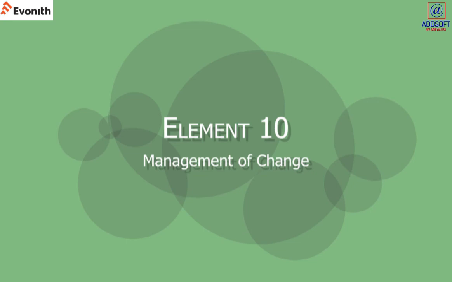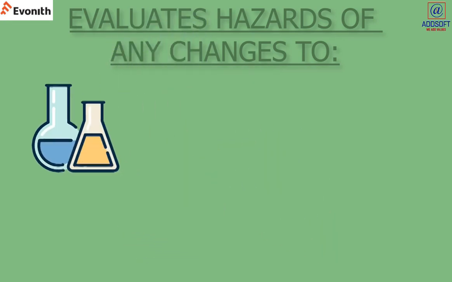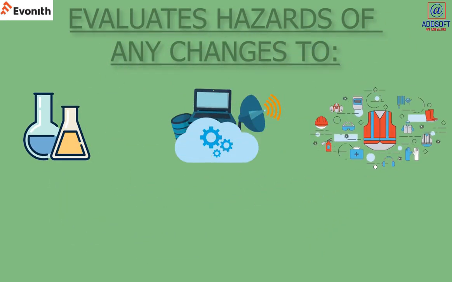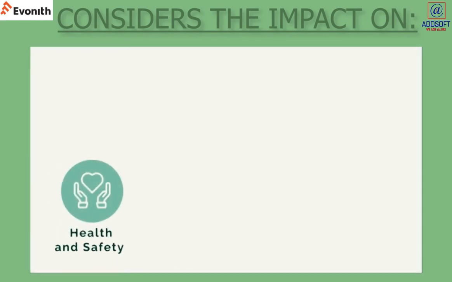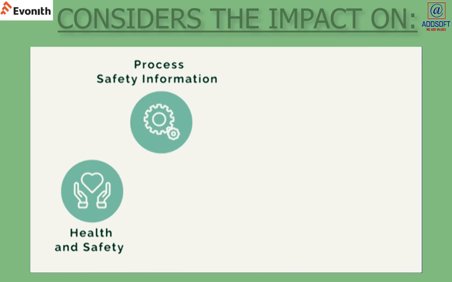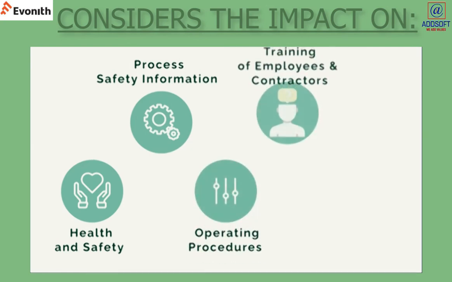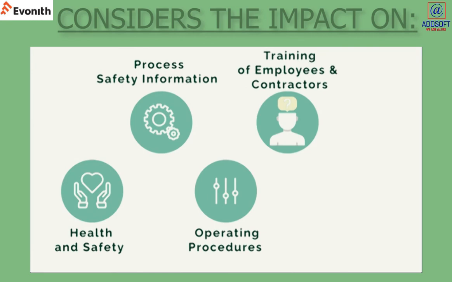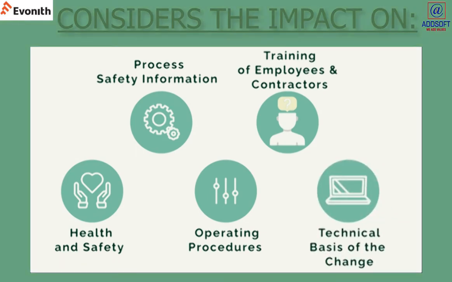Element 10. Management of change. Evaluates hazards of any changes to chemicals, technology, equipment and procedures. Considers the impact on the following: health and safety, process safety information, operating procedures, training of employees and contractors, technical basis of the change.